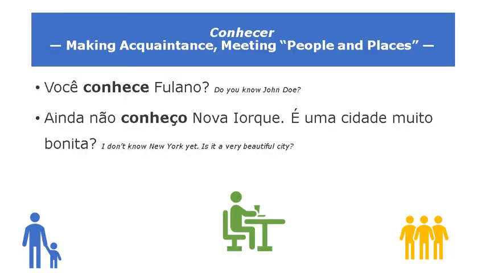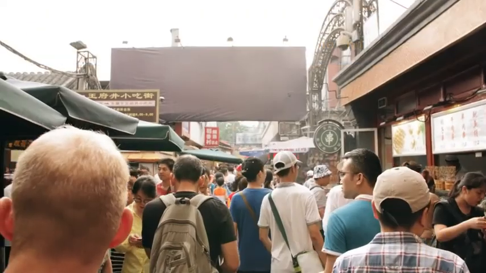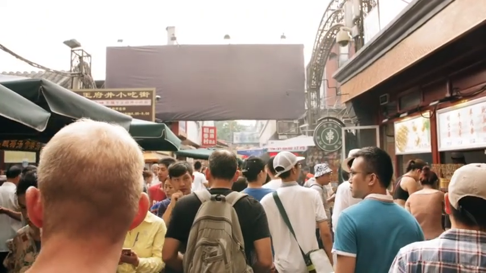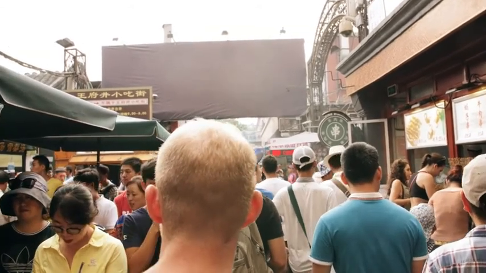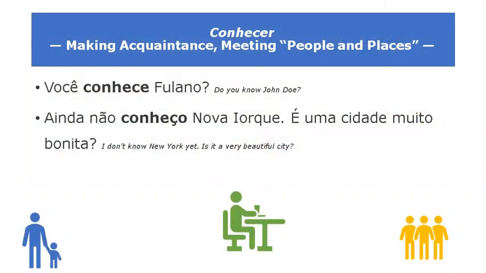But conhecer doesn't need to be used only with people, like meet someone new. You also can meet a new town or a new city or a new place or a new technology. It's also possible because conhecer is used when you make acquaintance. There is this acquaintanceship or familiarity that develops with the act of meeting or knowing someone.